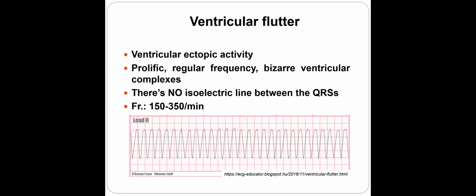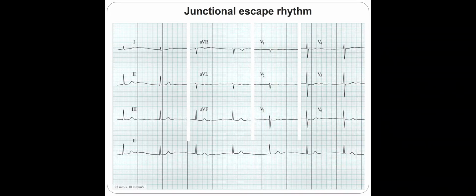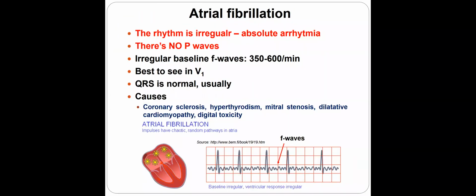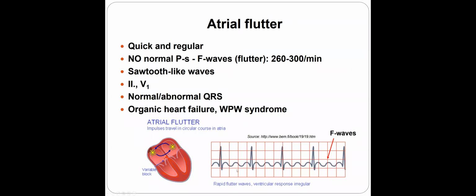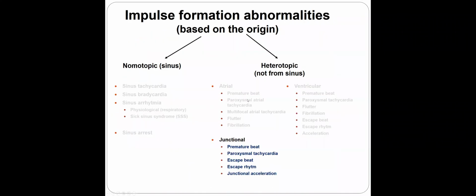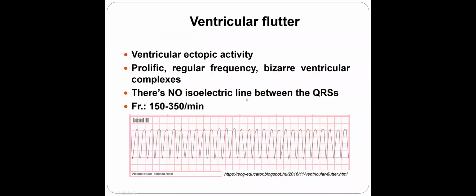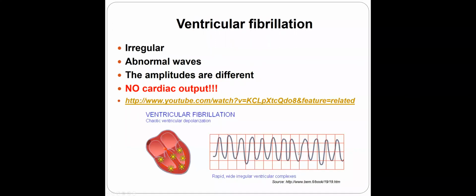When we had atrial flutter, if you can remember, I'll go back to this point. Look here, this is what we have in atrial flutter. We do have normal, discrete, narrow QRS complexes. But when we have a ventricular flutter, there's nothing, there's no P wave, not at all. All you can see is a sine wave from the ventricle.